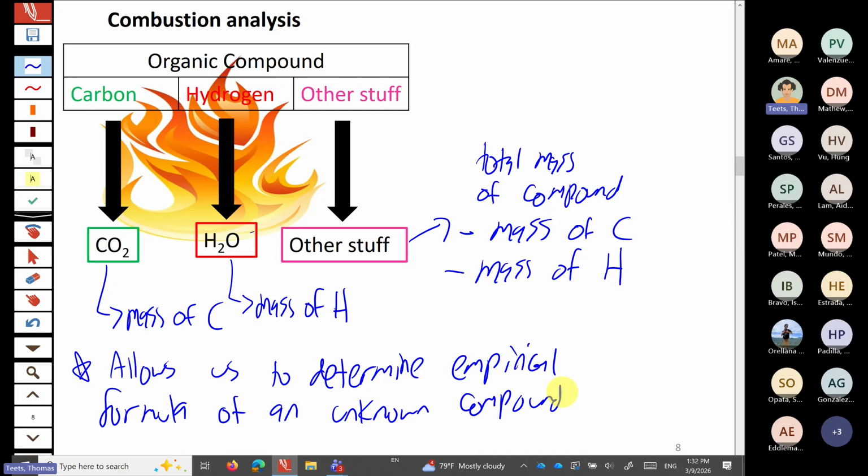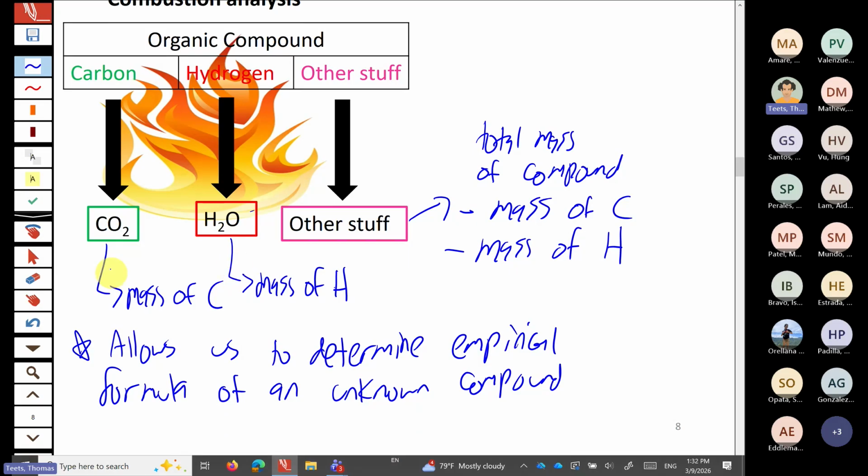So again, these are also kind of steppy and tedious. They have a lot of steps involved, but it really still is just mass to mole conversions that we're doing, just in a slightly less direct way, because here we don't directly give you the masses of the elements. We give you the masses of combustion products, and then from that you back out the masses of the elements that are involved. So let's see how to do that.